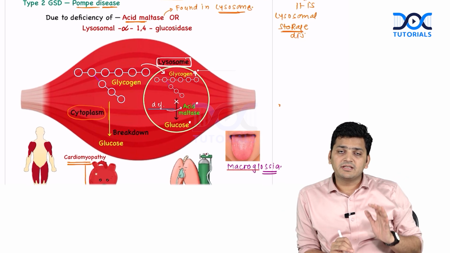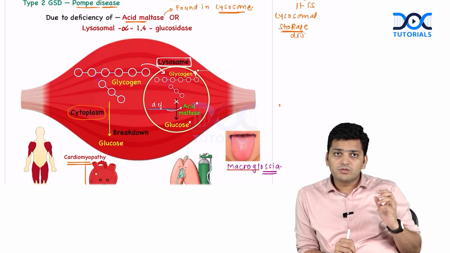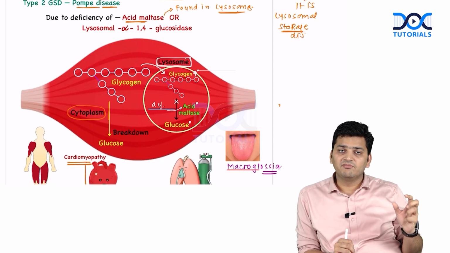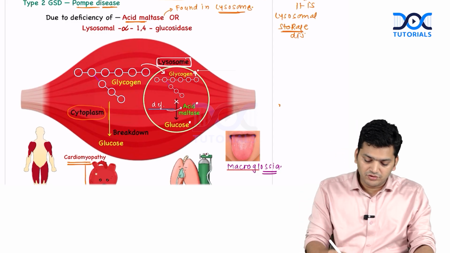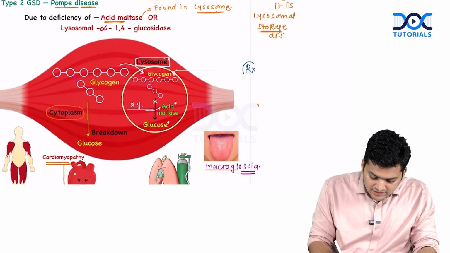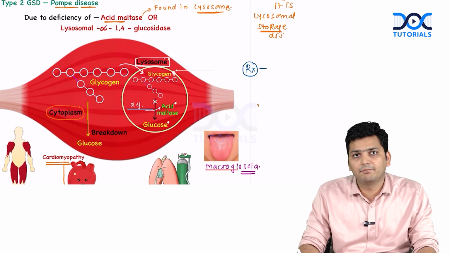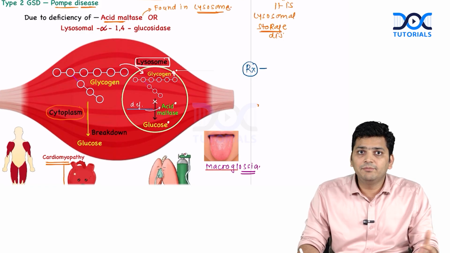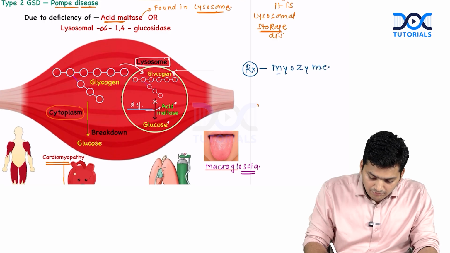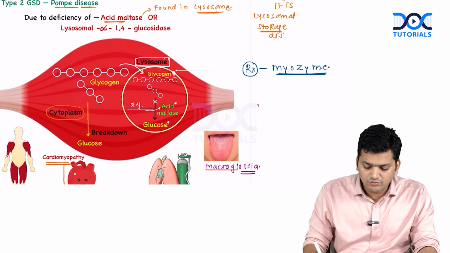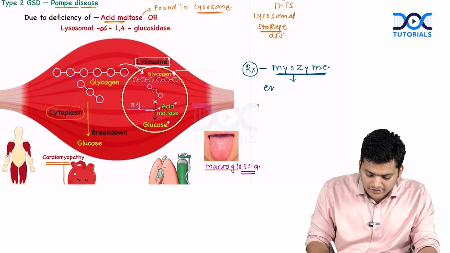So Pompe disease is primarily going to affect the muscles because Pompe disease is related to an enzyme which is found in the lysosome of the muscle called acid maltase, right? For the treatment of Pompe disease, we are going to give enzyme replacement therapy. The acid maltase which is available in the market is called Myozyme. We can give Myozyme, that is going to be a type of enzyme replacement therapy.